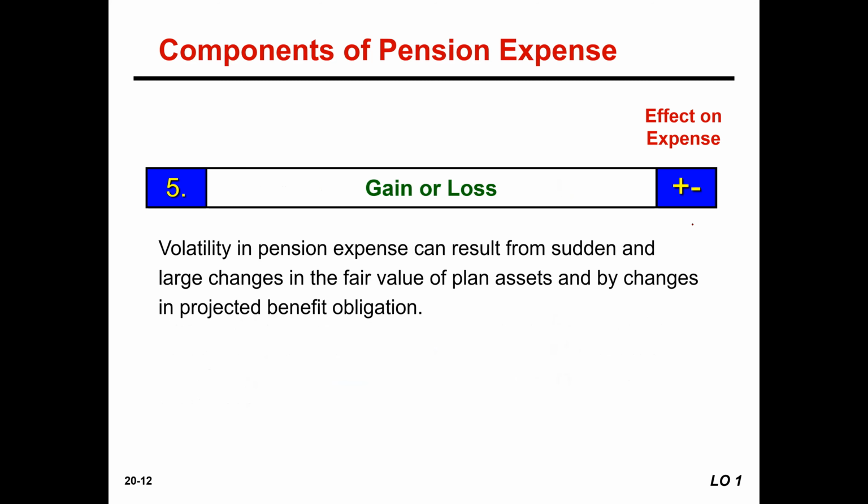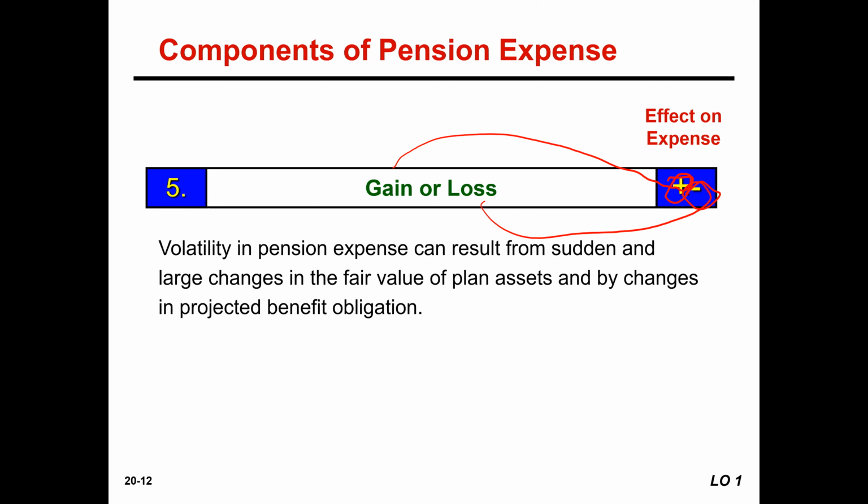And then finally, gains or losses. Volatility in pension expense can result from sudden and large changes in the fair value of plan assets and from changes in the projected benefit obligation. Depending on whether it's a gain, which would be a decrease in expense, or a loss, which would be an increase, the effect on pension expense varies.